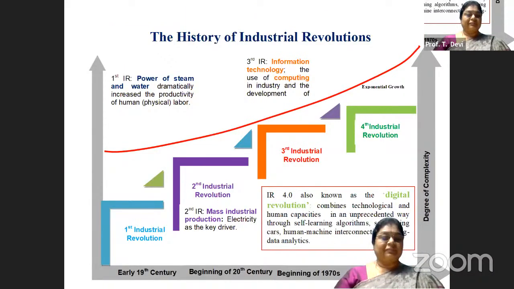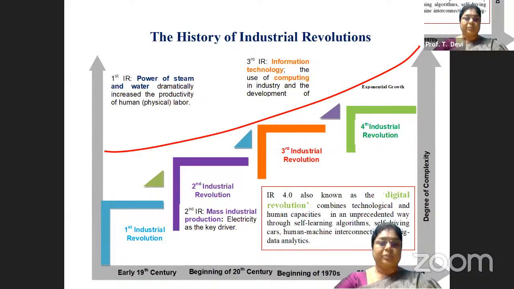So when you look at the first industrial revolution, it is about the steam engine and water, the power of steam engine and water. And then the second industrial revolution is about electricity as the key driver, where mass production, industrial production happened. So the first one is steam engine. The second one is electricity. The third industrial revolution started when computers were introduced, information technology, and internet was entering into the picture. The fourth one is completely digital revolution.